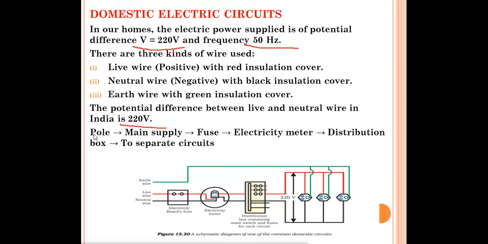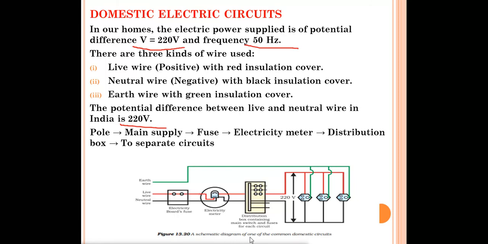Okay, from the pole, the electricity, the current will flow towards the main supply, then up to the fuse, and from the fuse it will go to the electricity meter, and after that the distribution box is there, and after that it will be given to the separate circuits. Okay, you can see in this diagram, this is the earth wire, this is the live wire, and the neutral wire. All the three wires are connected in the circuit.